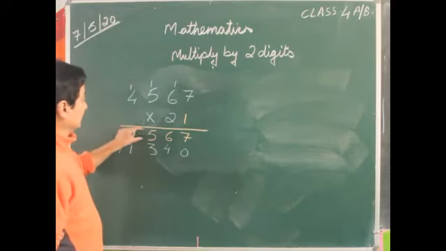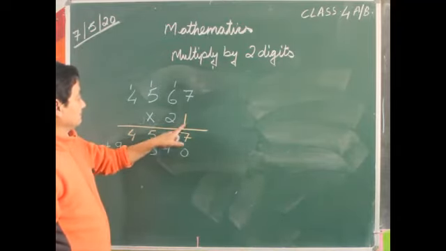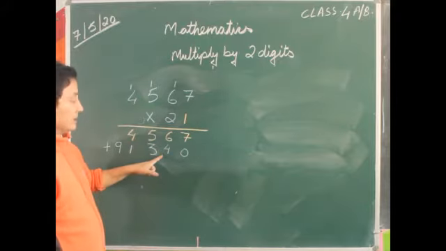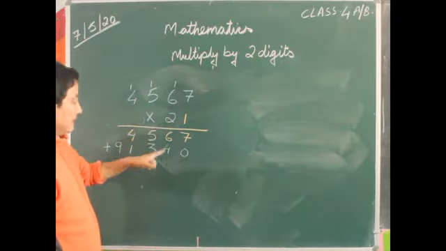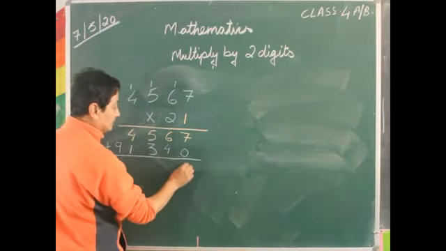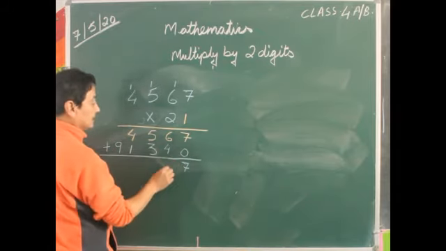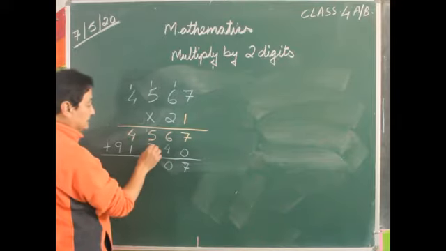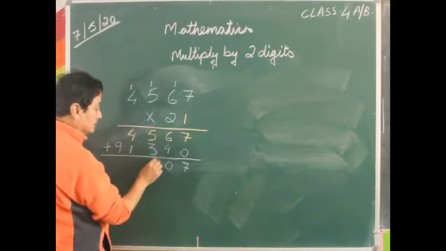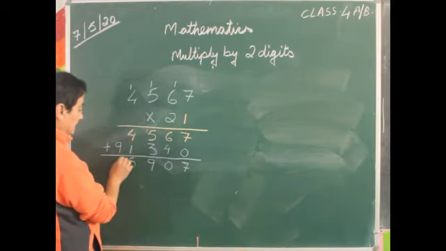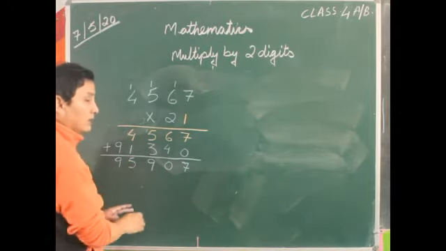So this yellow one is the answer when we multiply this number by 1. And the one that you see in blue is the answer that we multiplied by 2. Now we have to add. 7 plus 0, 7. 4 plus 6, 10. 1, carry 1, bring down 0. 5, 6, 7, 8 plus 1, 9. 4 plus 1, 5 and 9. So this is the overall answer.